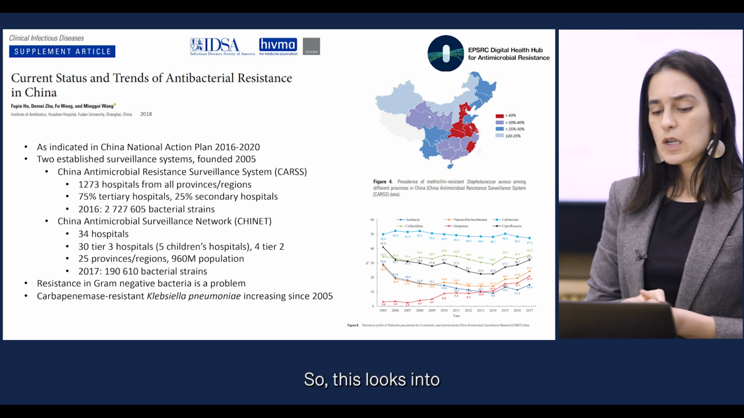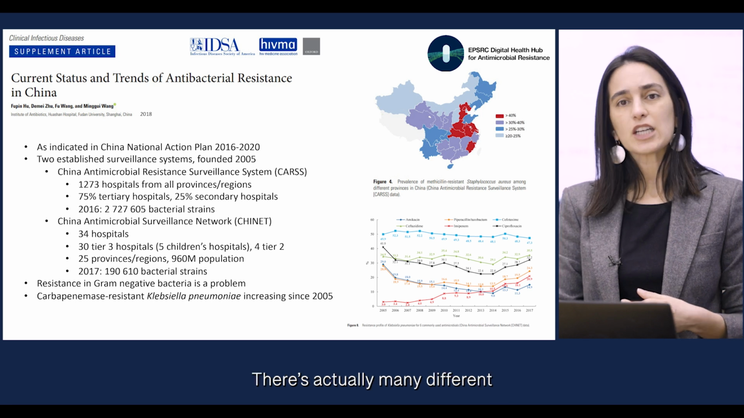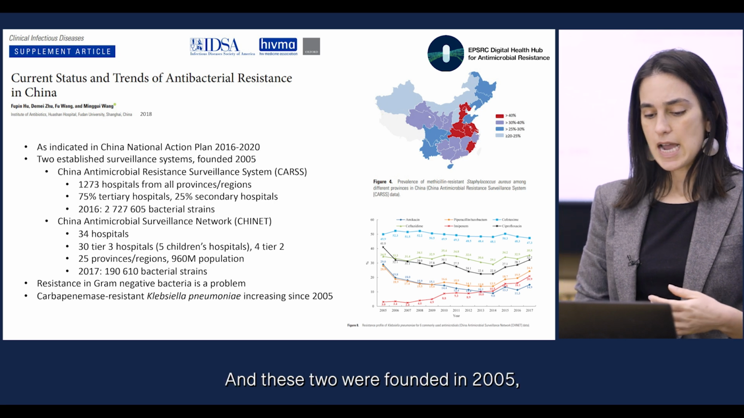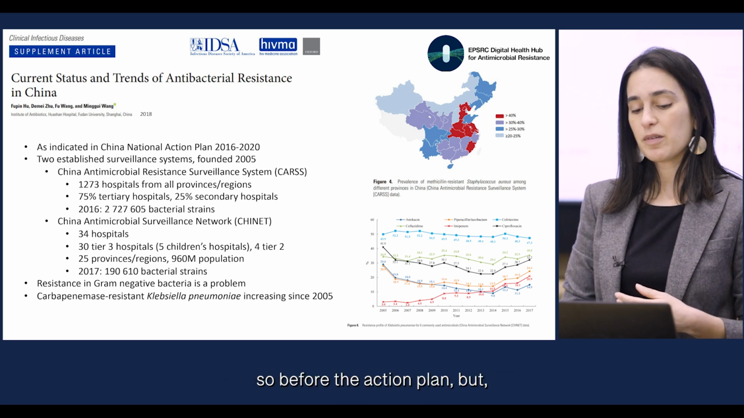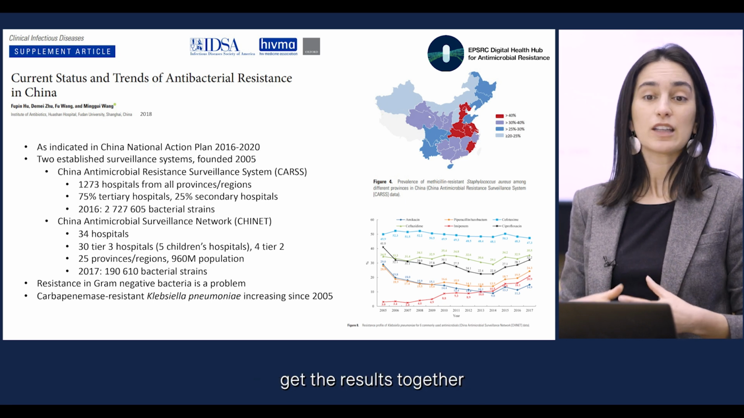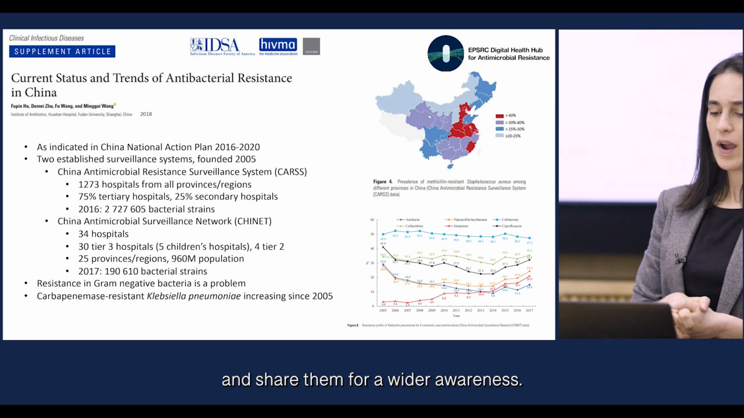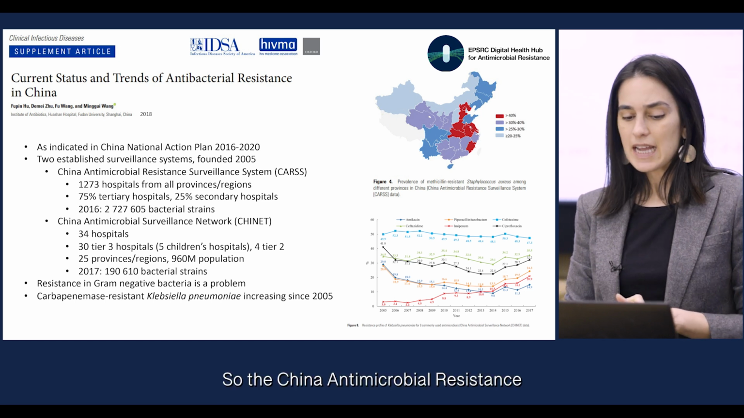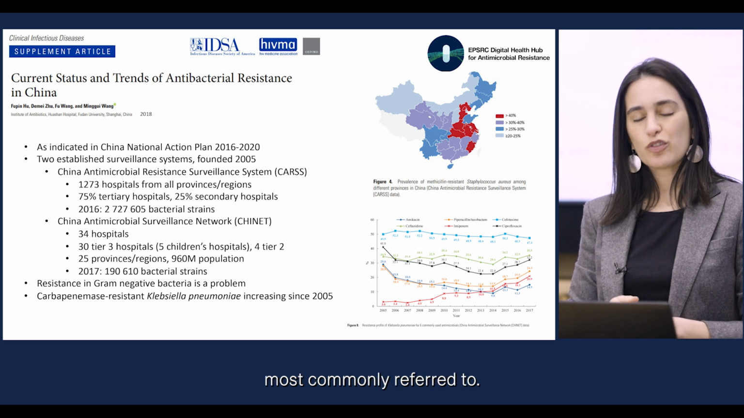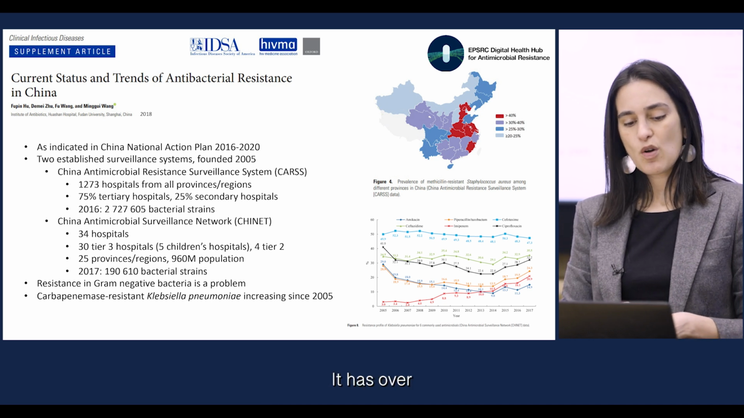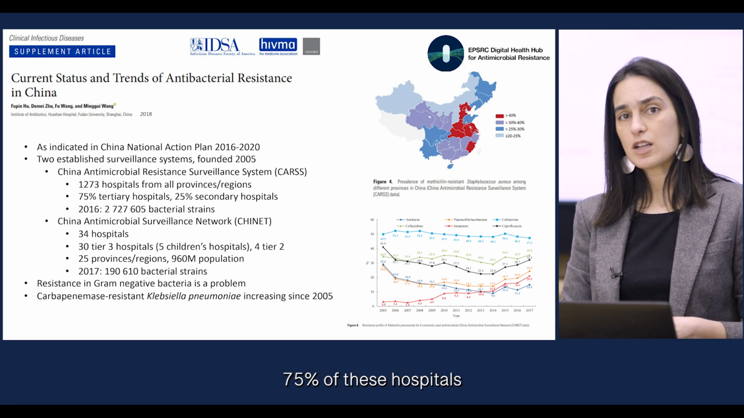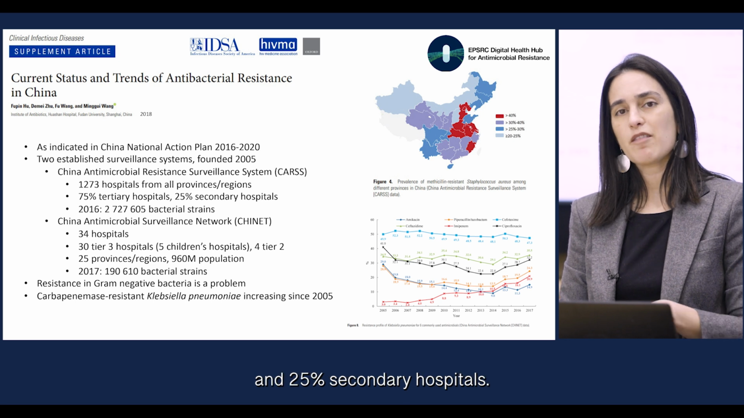So this looks into two established surveillance systems. There are actually many different regional, local, and national surveillance systems in China. And these two were founded in 2005, so before the action plan. But at the same time, this was a good opportunity to get the results together and share them for wider awareness. So the China Antimicrobial Resistance Surveillance System is one of the two most commonly referred to. It has over 1,200 hospitals from all provinces and regions. 75% of these hospitals are tertiary hospitals and 25% secondary hospitals.